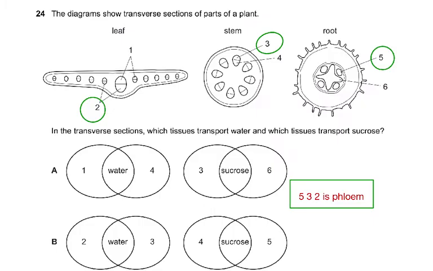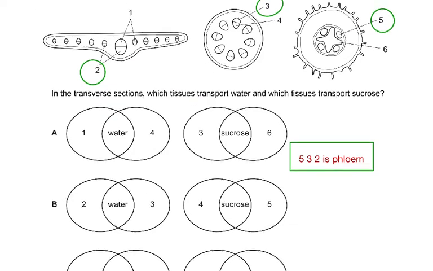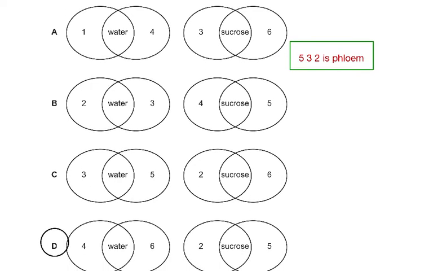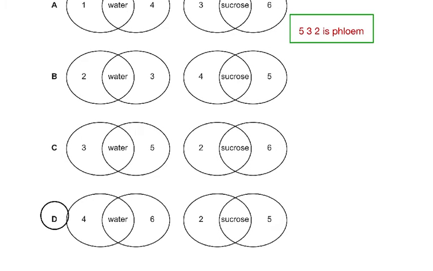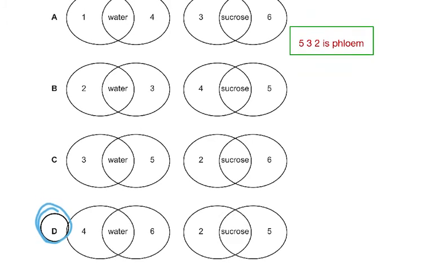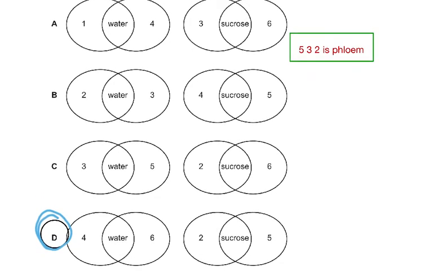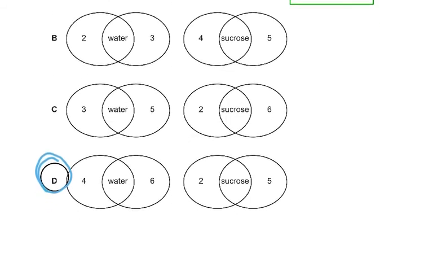Question 24: the diagram shows a transverse section of parts of a plant: leaf, stem, root. In the transverse section, which tissue transports water and which tissue transports sucrose? Now everybody knows 532 is phloem and the rest of it you had to figure out, and D was the answer. Please pause this here, have a look at it and understand how D is the answer.